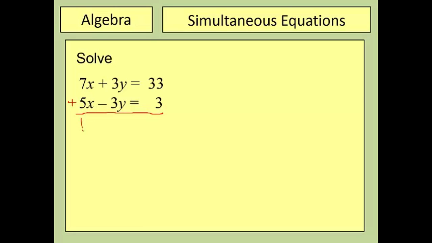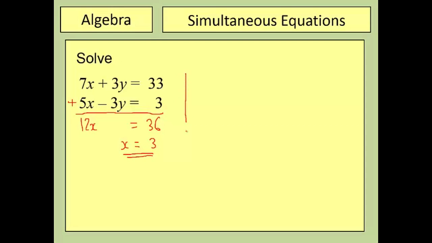So 7x plus 5x, that's 12x, and 3y plus negative 3y, well, that actually comes out as 0, because when you add a negative, it's the same as subtracting. So that disappears, and then 33 plus 3 gives you 36. And if 12x equals 36, 1x must be 36 divided by 12, which comes out as 3.